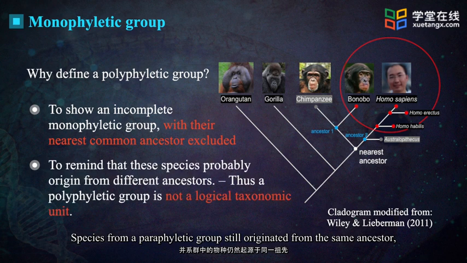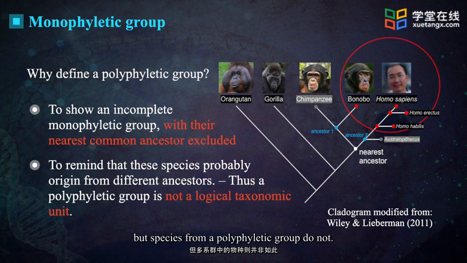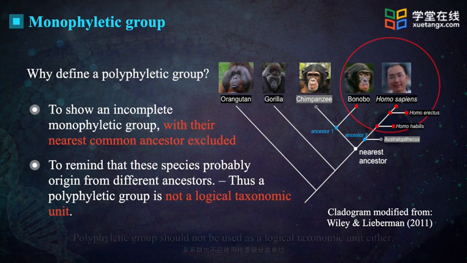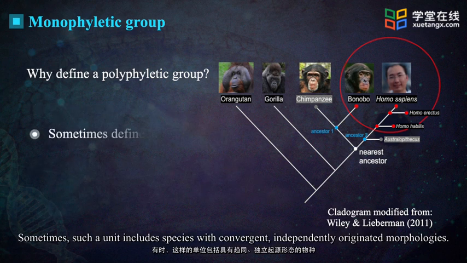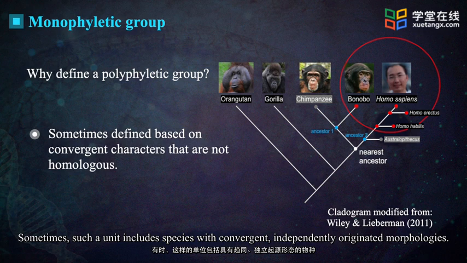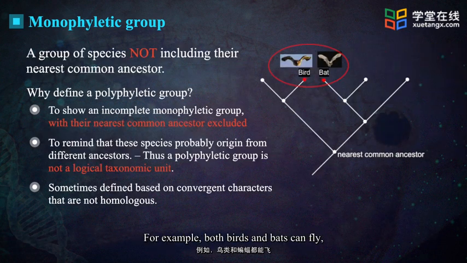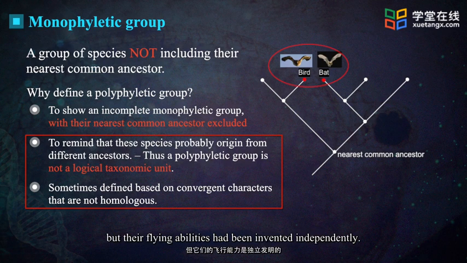Species from a paraphyletic group still originated from the same ancestor, but species from a polyphyletic group do not. Polyphyletic group should not be used as a logical taxonomic unit either. Sometimes such a unit includes species with convergent, independently originated morphologies. For example, both birds and bats can fly, but their flying abilities had been invented independently.